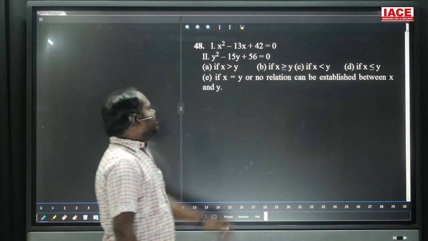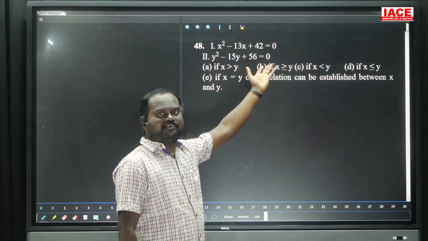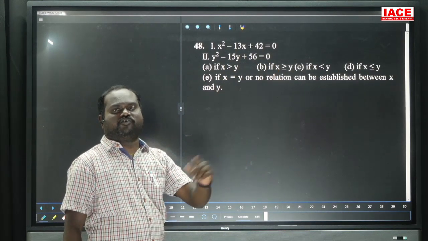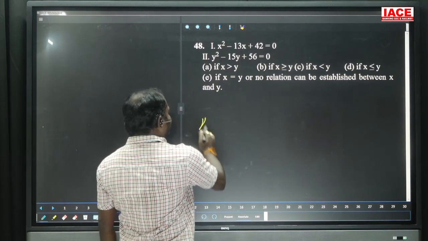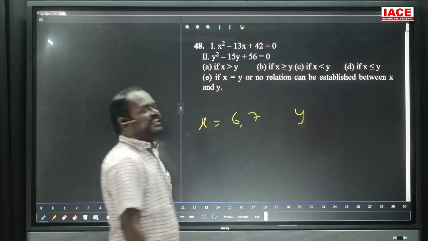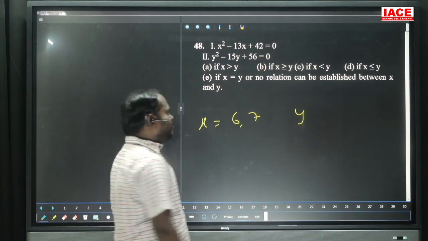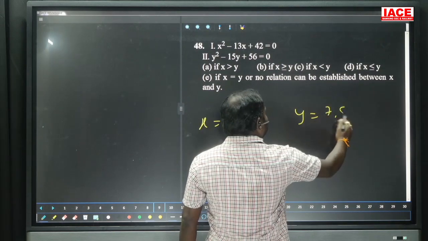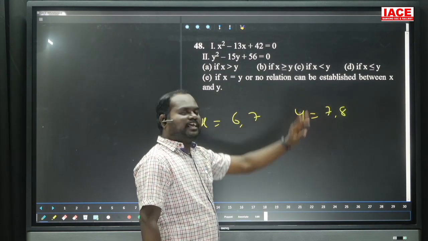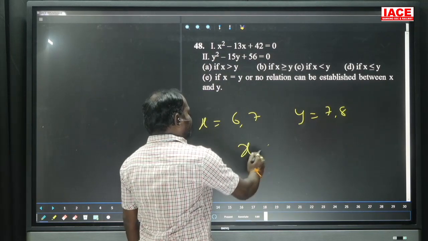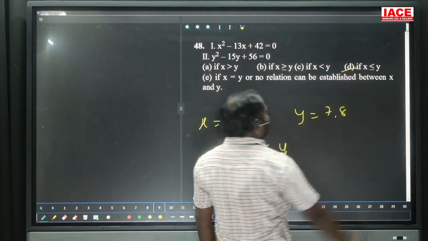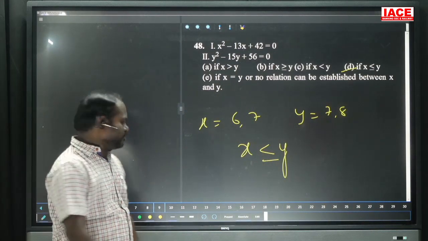Next: x squared minus 13x plus 42. 42 is 6 times 7, and to get minus 13 we take minus 6 and minus 7, so the x values are positive, 6 and 7. The y values are 7 and 8. 6 compared to both is lesser, and 7 is lesser as well as equal. Same, x is less than or equal to y. That is option D.